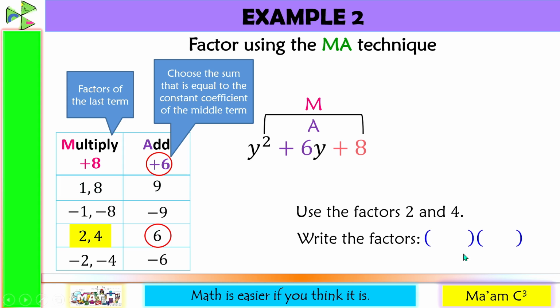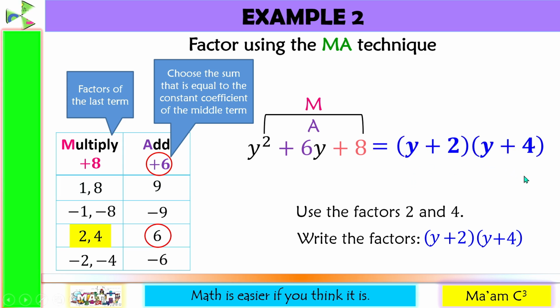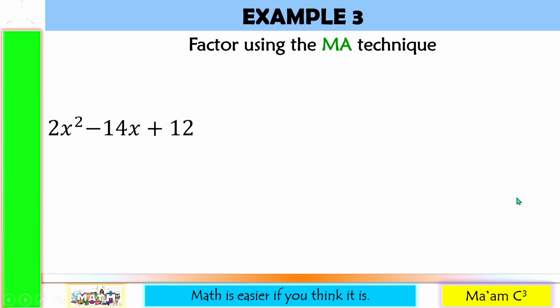First, the two sets of parentheses. The square root of y squared is y, so I'm going to put y here and another y here. For the remaining terms, I'm going to get it from my factors. This is positive 2, so plus 2. This is positive 4, so plus 4. So the factored form of y squared plus 6y plus 8 is equal to quantity y plus 2 times quantity y plus 4.